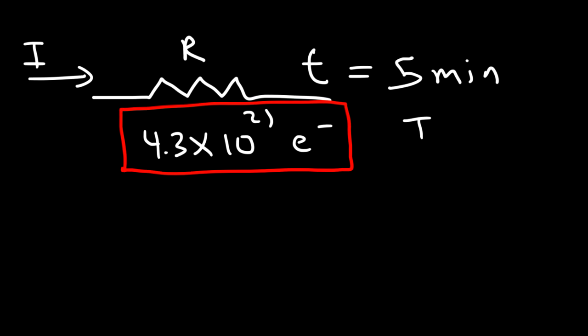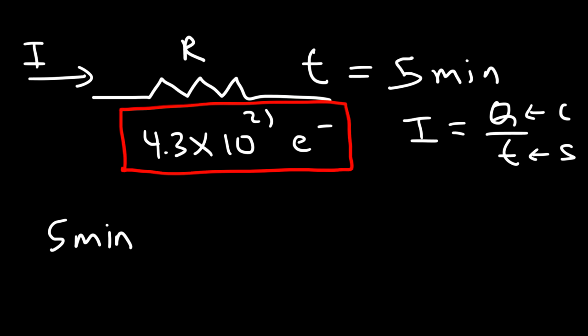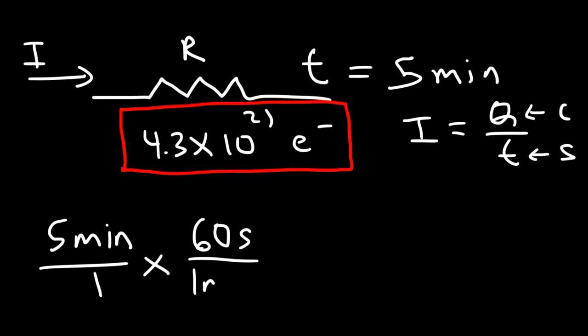So recall that current is equal to charge divided by time. And so we need to find the charge in coulombs, and we need to get the time in seconds. So let's convert minutes to seconds. Now we know that there's 60 seconds per minute. And so 5 times 60 is 300. So the time, which I'm going to write up here, is 300 seconds.